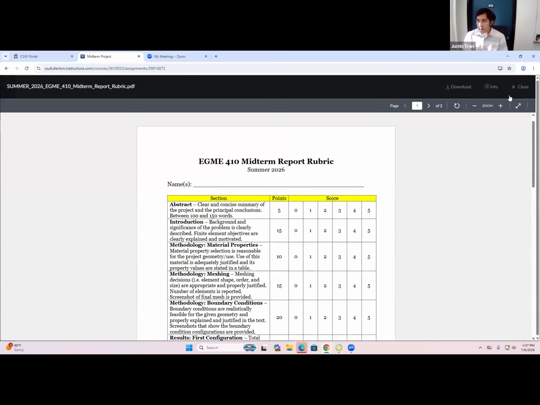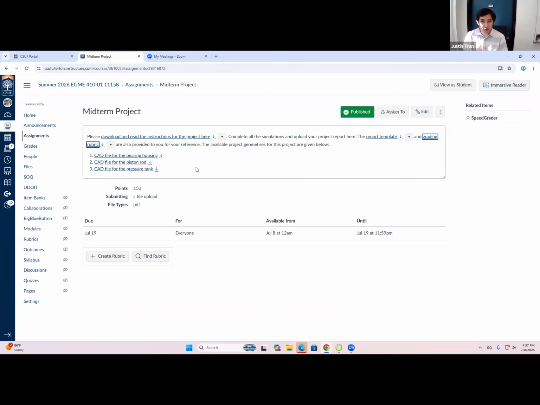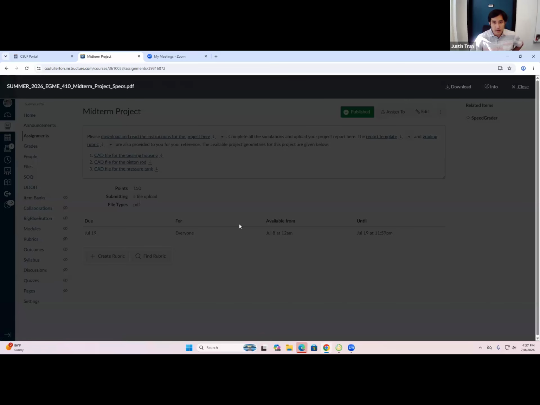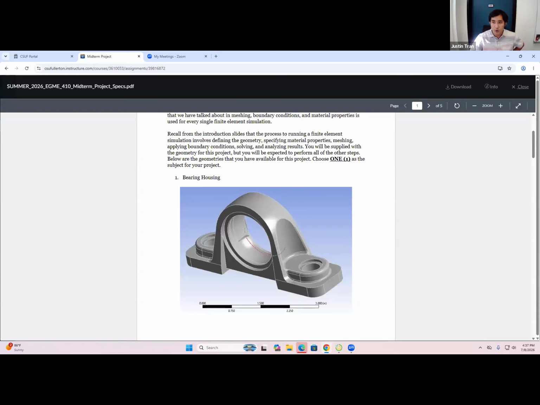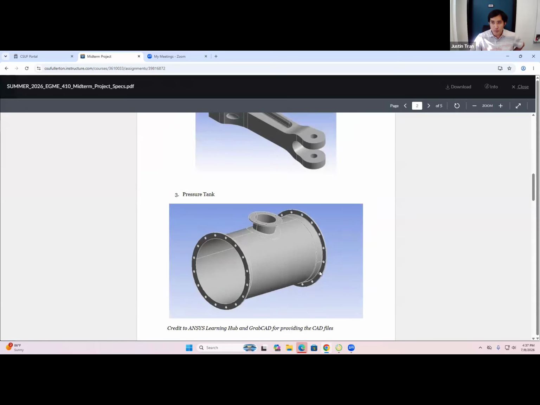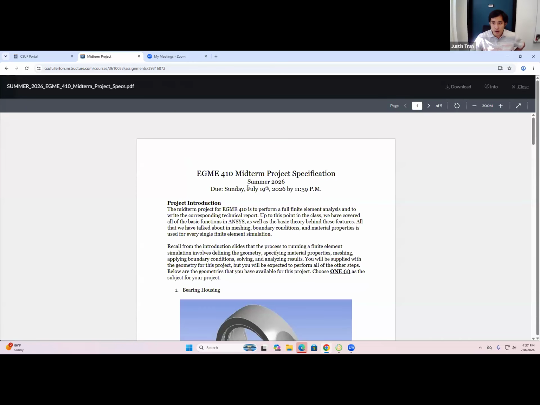All right, and that's everything that's provided to you. The CAD files for all the different options are here as well: a CAD file for the bearing housing, a CAD file for the piston rod, and a CAD file for the tank. Again, the first thing you're going to do is choose a geometry, and then go from there. Remember, the project is due Sunday, July 19th. Most people will probably begin the project in earnest sometime next week or maybe this weekend. Just be aware of that deadline.